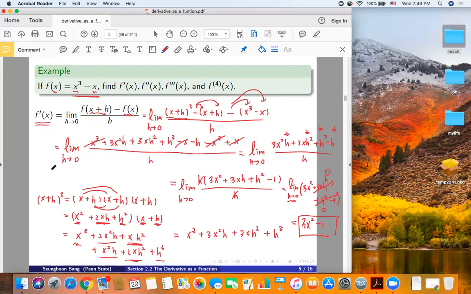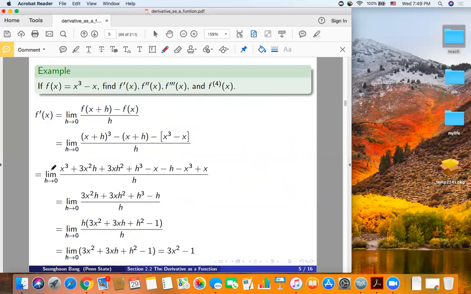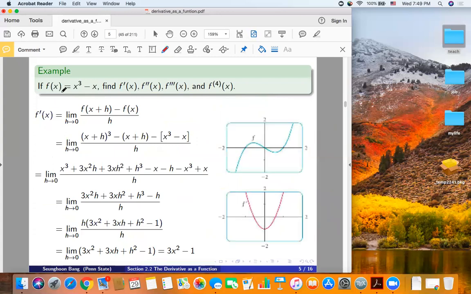This is the whole idea for solving f prime of x. Does it make sense? So we have it like this. Here, what is the relation between f of x and f prime of x? I can compare by drawing the graph. This blue one is f of x, and the f prime of x, 3x squared minus 1, is this red one.